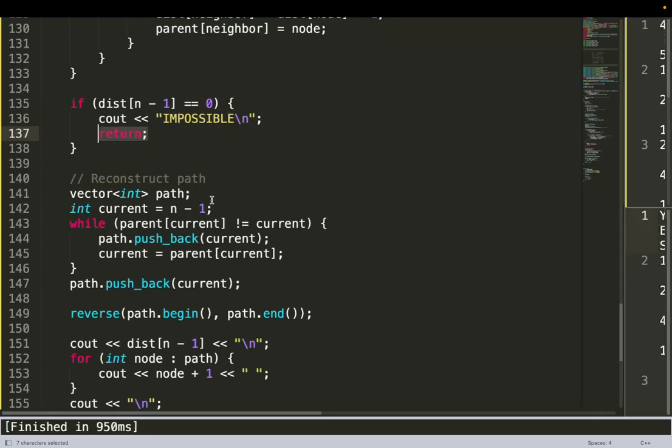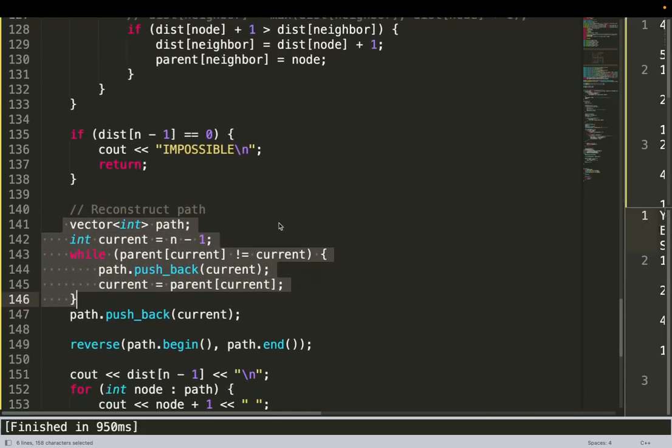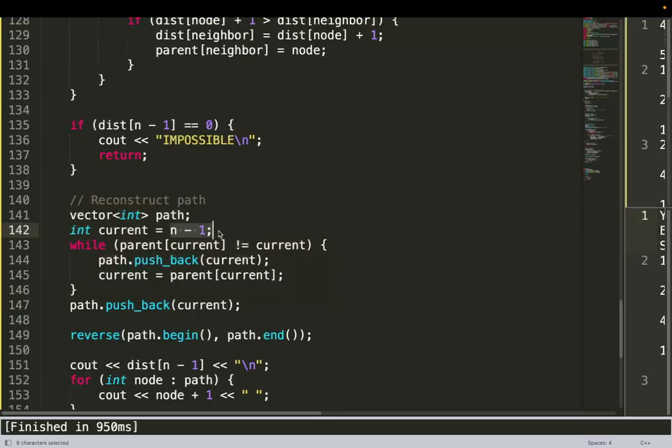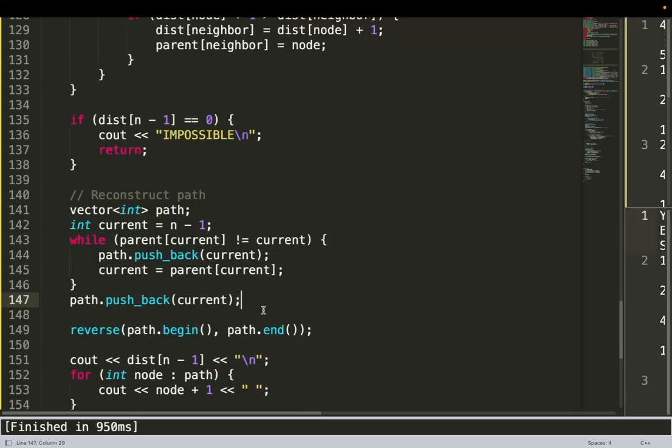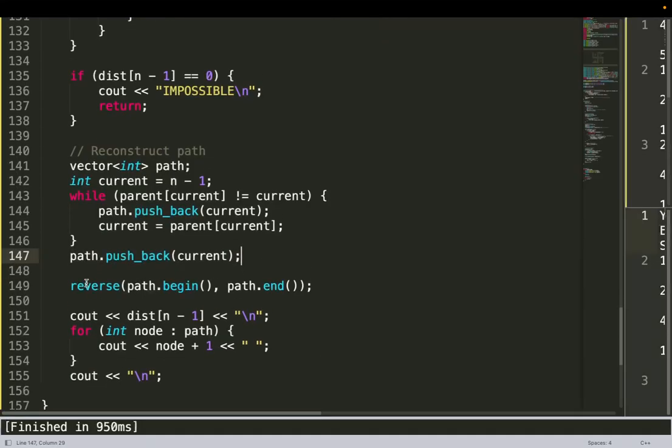Otherwise, a very common method of reconstructing the path, since we already have the parent vector: initializing the current node as n-1, while parent of current is not equal to current, in my path, I am simply pushing back current and changing current to parent of current. And at the end, the starting node is still not in my path. So pushing that in my path, and we have the reversed path currently, right? So we will reverse the path to get the correct path.